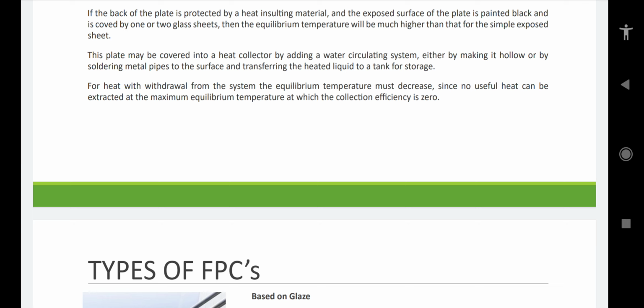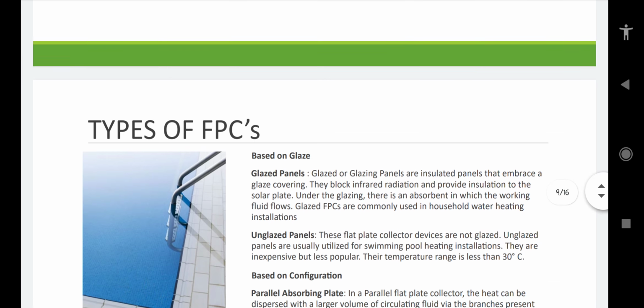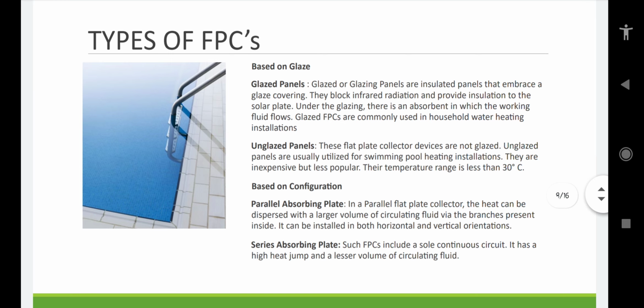Finally, for heat withdrawal from the system, the equilibrium temperature must decrease, since no useful heat can be extracted at the maximum equilibrium temperature, at which the collection efficiency is zero. There are different types of flat plate collectors, differentiated based on different factors. First we look at the types based on glazing: glazed panels and unglazed panels.